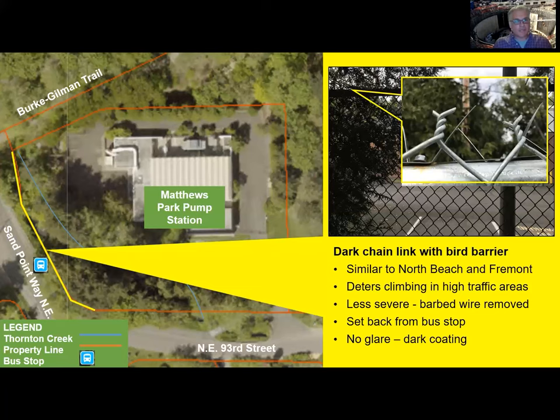We would also be able to move this fence line in closer to the facility to create more space for waiting at the bus stop. So this is going to give us a less severe approach and look than it is there now. It'll be set back so we have more room for the bus stop. And the darker coating will reduce or hopefully eliminate glare at night, which I know has been caused by some of the street lights. So we can move to the next section.